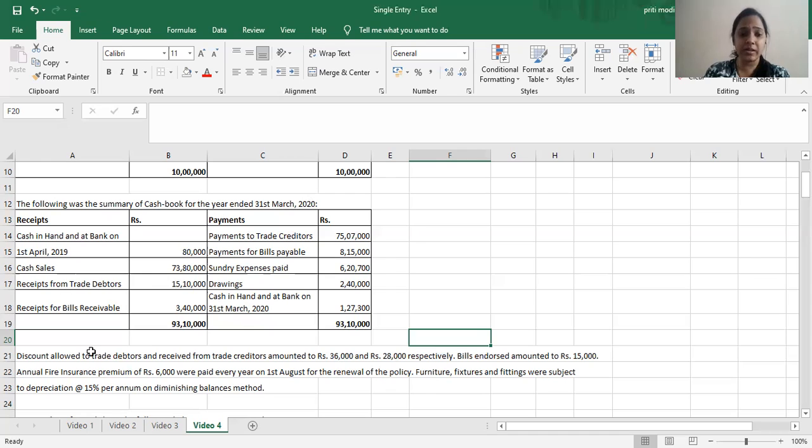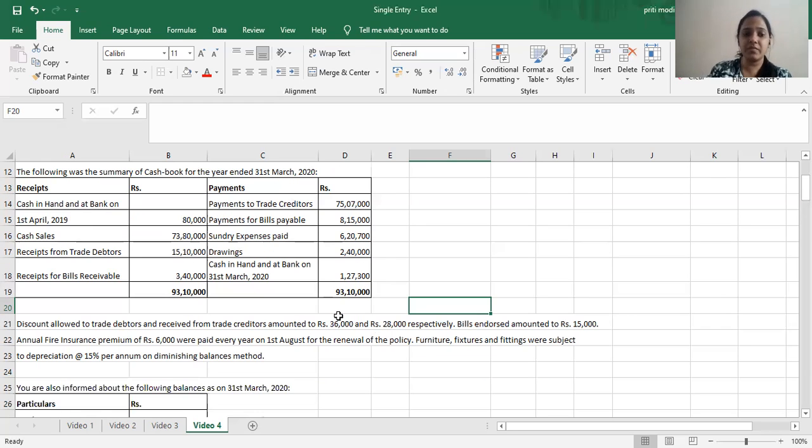Then you have discount allowed to trade debtors and receipt. The figures are given. Bills endorsed is given. In video number 3, we spoke about bills endorsement also. Annual fire insurance premium of 6,000 was paid every year on 1st of August for the renewal of policy. Okay. Furniture, fixtures and fittings were subject to depreciation at 15% per annum on diminishing balance method. Fine, the depreciation method is given.